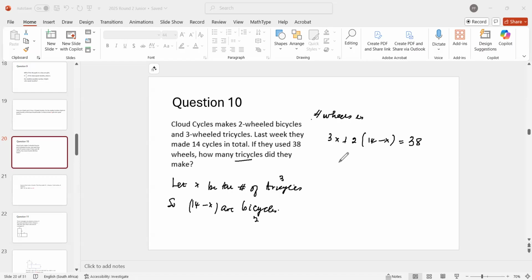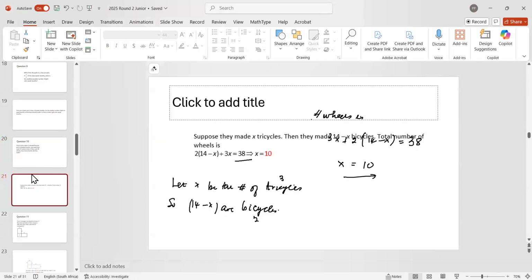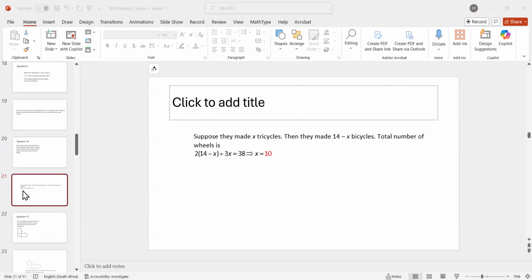So when you solve for x, you get 10. And that is the number of tricycles. So that's the answer. Okay, so x was chosen to be the number of tricycles. So let's just check this to see whether this is indeed the answer that I have advertised. Yes, it is true. The answer is 10.